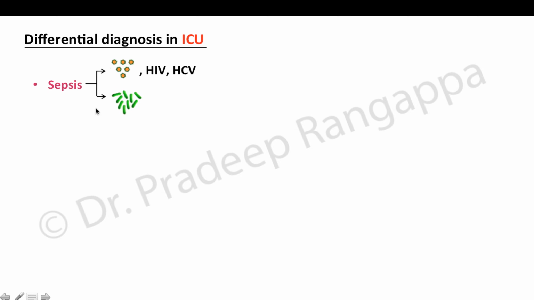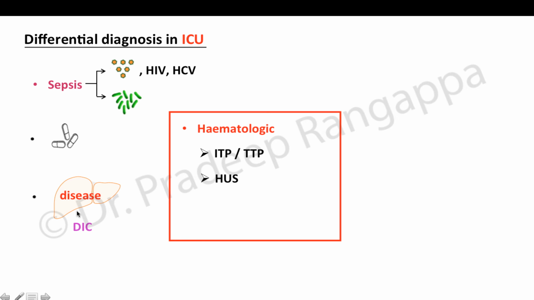So what are the differential diagnoses of thrombocytopenia in ICU? As I mentioned, in ICU it is always the common conditions that should come to your mind. Sepsis is the common condition which tends to be the cause of thrombocytopenia in many patients, and sepsis can be viral or bacterial. Chronic viral infections like HIV and HCV can also cause low platelets. And drugs, I think we will have a separate slide on the drugs that cause thrombocytopenia. And as I already mentioned, liver disease or DIC, disseminated intravascular coagulation.